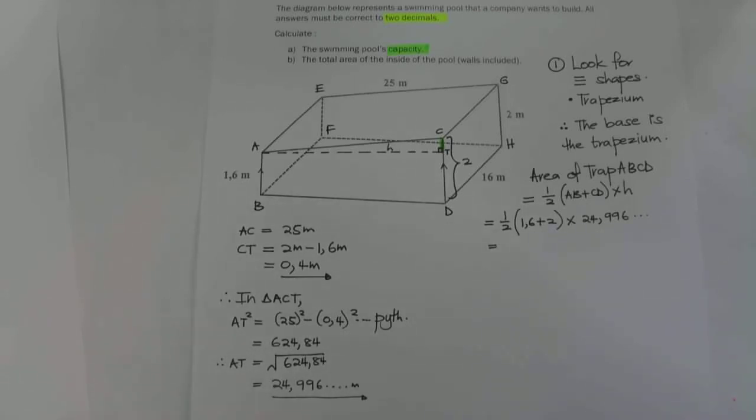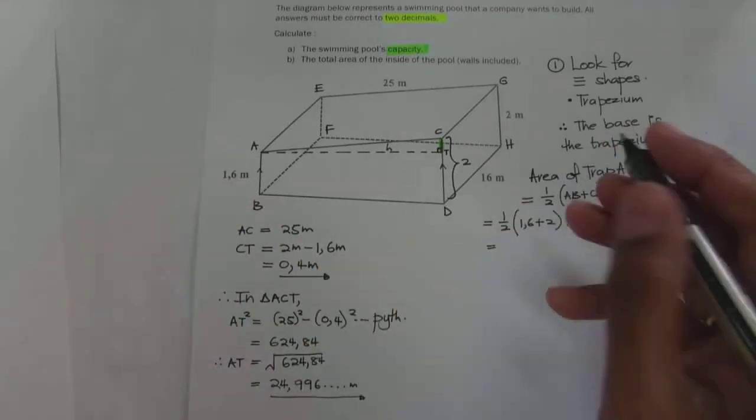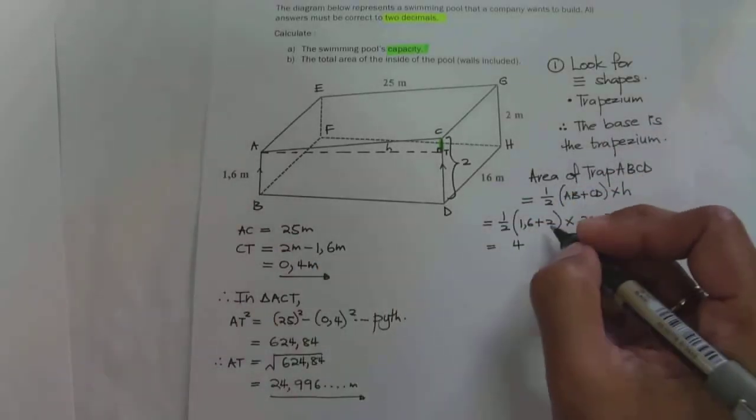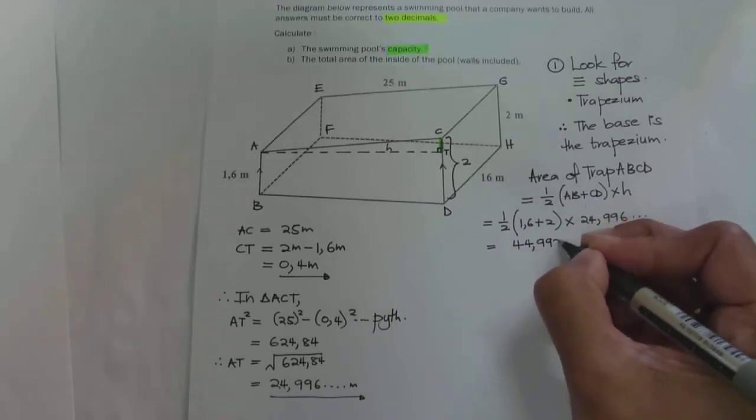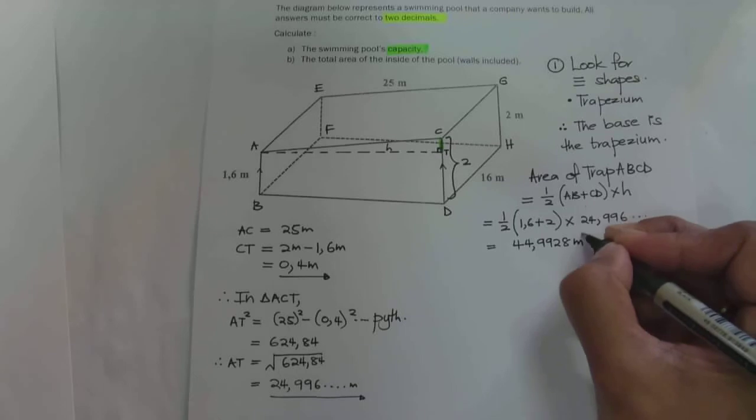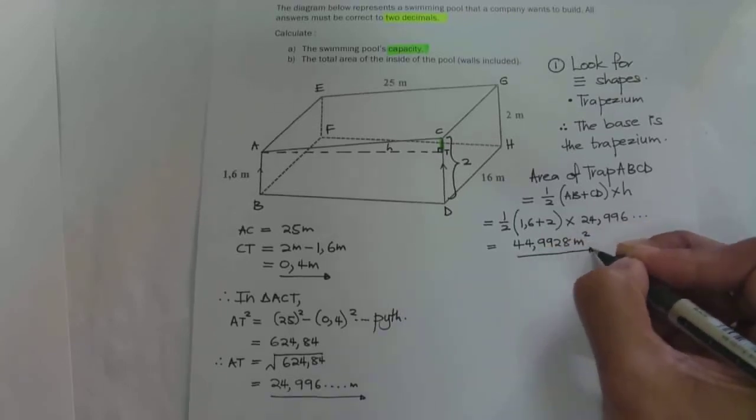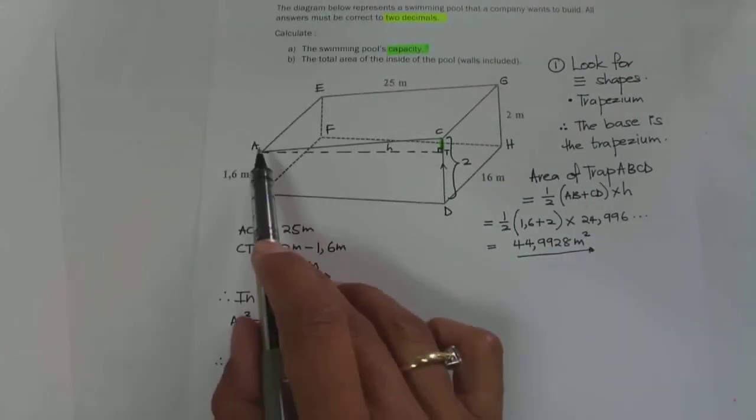So you can do it with me if you have your calculator out. So we go 1.6 plus 2, times 0.5, times 24.996. Okay, so that leaves us with an area of 44,9928, and that is meters squared. So this is the area of the base.